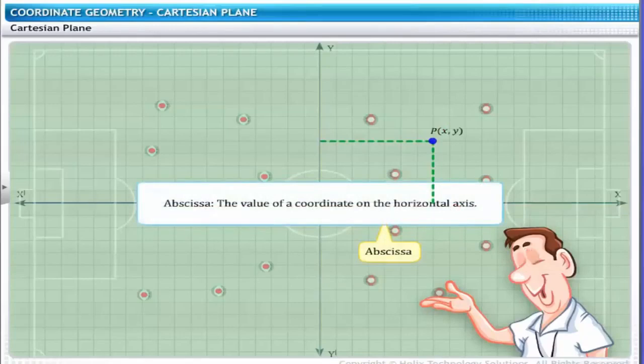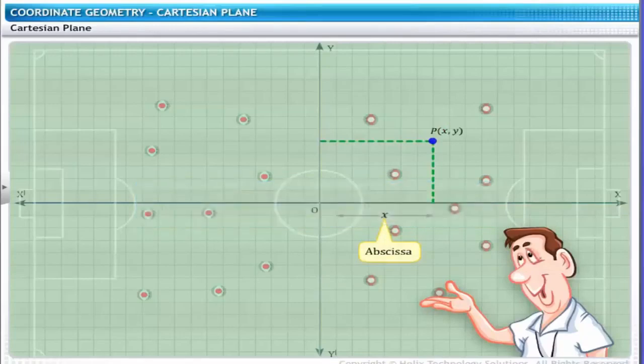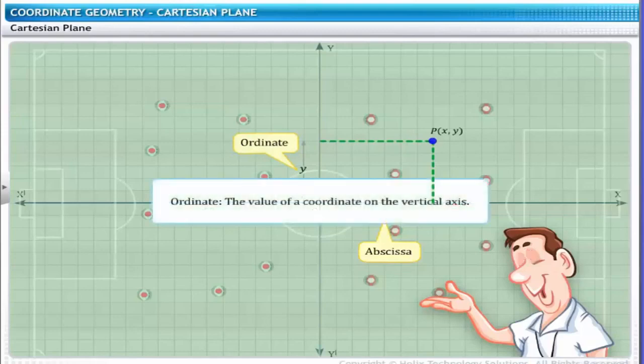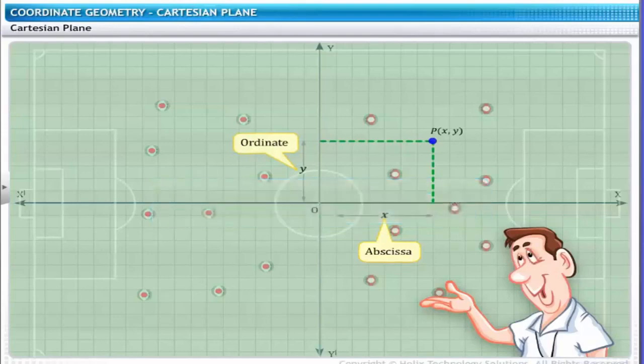Abscissa is defined as the value of a coordinate on the horizontal axis. Similarly, y is the y-coordinate or ordinate. Ordinate is defined as the value of a coordinate on the vertical axis. Thus, (x, y) is called the coordinates of point P.